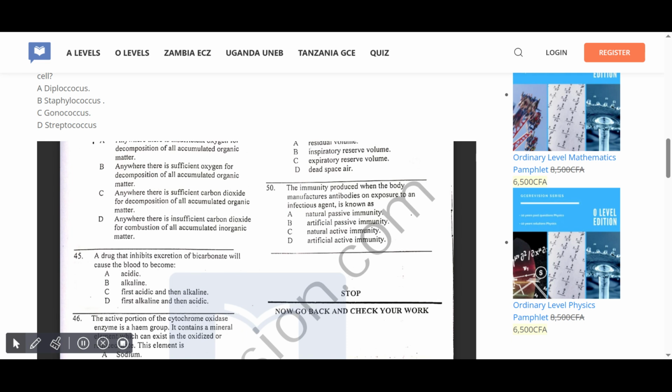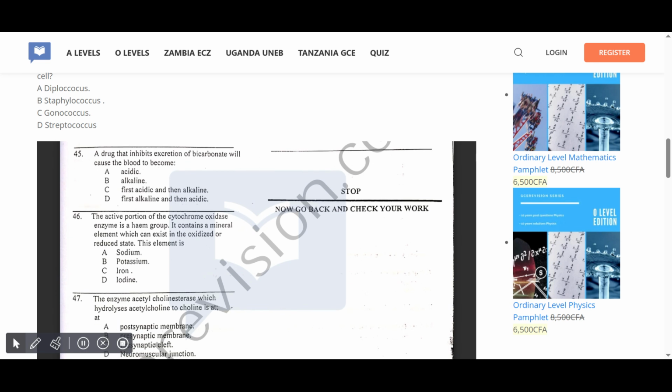Question 45. A drug that inhibits excretion of bicarbonate will cause the blood to become? The answer is A. Acidic.